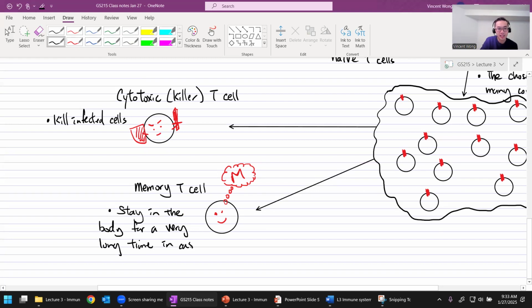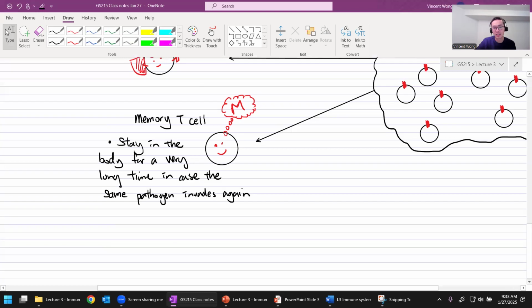In case the same pathogen invades again, if you get infected by the same thing again in the future, the memory cell will remember it and it will jumpstart the immune response next time.